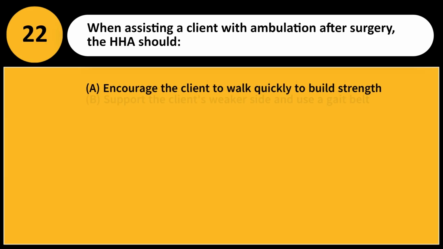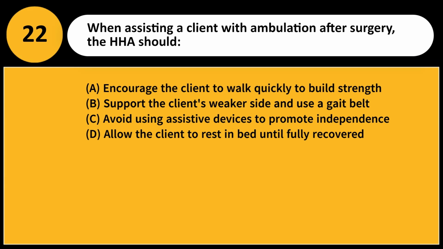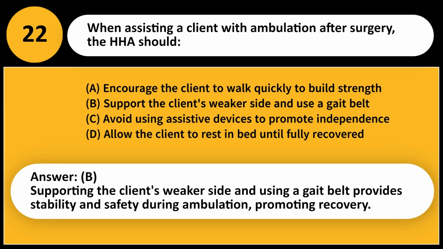When assisting a client with ambulation after surgery, the HHA should A. Encourage the client to walk quickly to build strength. B. Support the client's weaker side and use a gait belt. C. Avoid using assistive devices to promote independence. D. Allow the client to rest in bed until fully recovered. Answer: B. Supporting the client's weaker side and using a gait belt provides stability and safety during ambulation, promoting recovery.